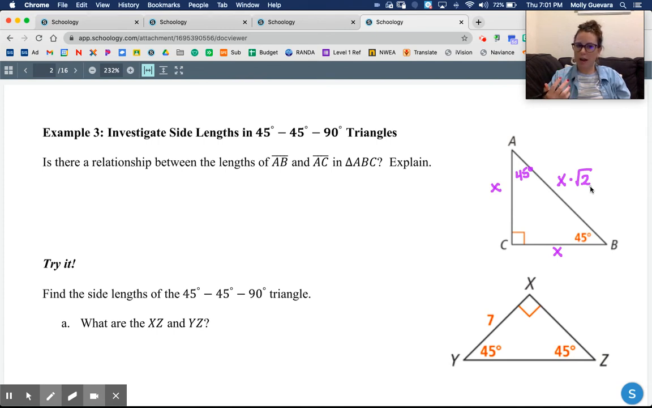And it's just that pattern over and over again. So I want you to try this first one real quick. Find the side lengths of xz. So what is the length of xz? And what is the length of yz? Go ahead and pause the video, give it a quick try, and then when you're ready, hit play and we'll go over it.